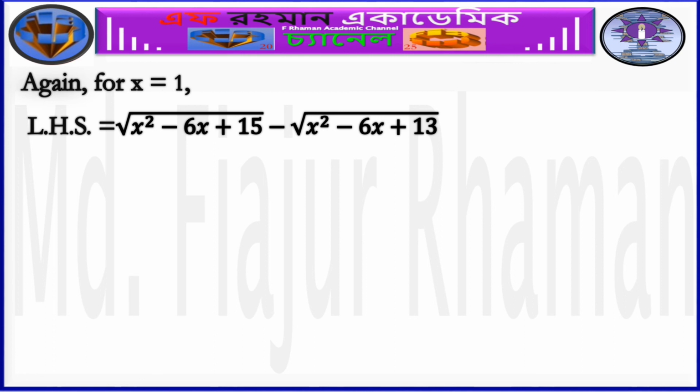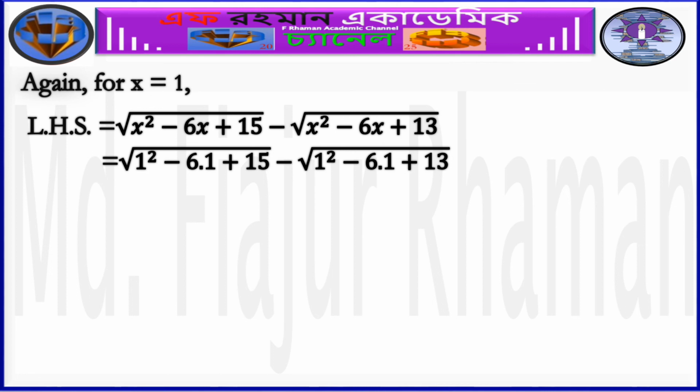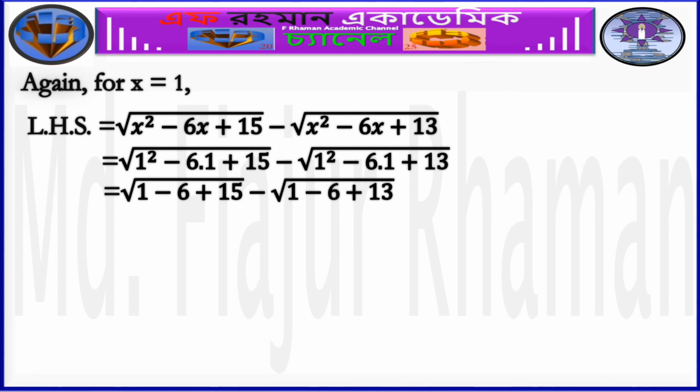Again, for x is equal to 1, left hand side is equal to square root of x square minus 6x plus 15 minus square root of x square minus 6x plus 13, which is equal to square root of 1 square minus 6 into 1 plus 15 minus square root of 1 square minus 6 into 1 plus 13. As 1 square is equal to 1 and 6 into 1 is equal to 6, this is equal to square root of 16 minus 6 minus square root of 14 minus 6.